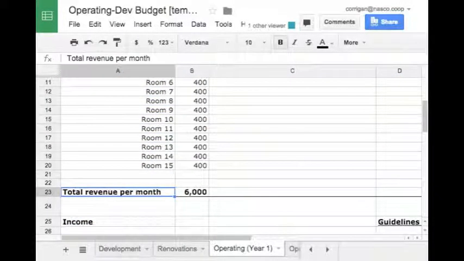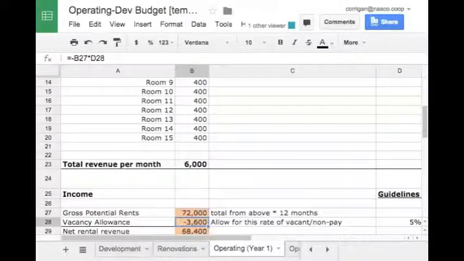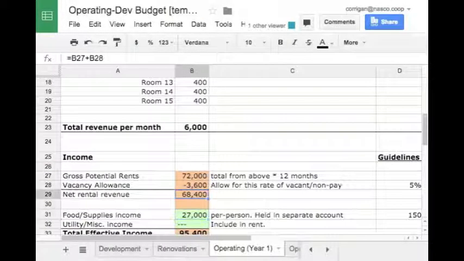Below there we have a total monthly revenue, and that's just adding up each of the room rent incomes. That number then, we multiply by 12 to get the annual income, so 6,000 times 12, 72,000 gross potential rents. We do want to discount that slightly because there may be vacancies between when people move in and move out. People might move unexpectedly, or someone might just not pay rent for a little while and then leave, and that amount might not be collected.